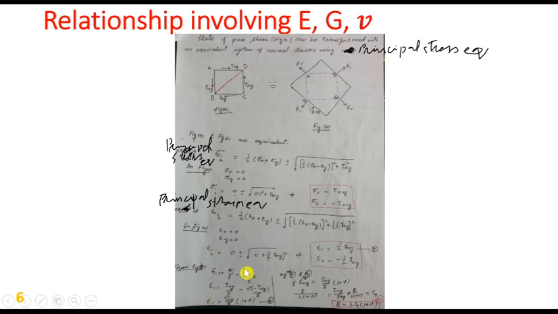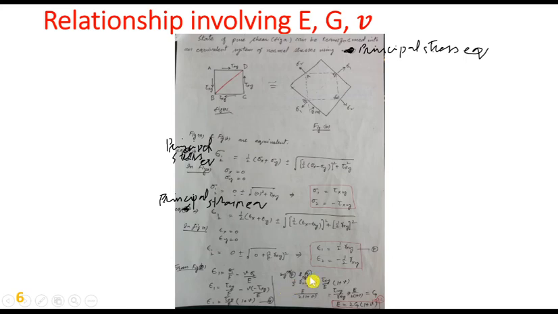So put the value of sigma 1, that is tau xy, and sigma 2, that is minus tau xy. When you put here, epsilon 1 is equal to tau xy over E minus mu into minus tau xy over E, minus minus plus, so overall the result will be epsilon 1 is equal to tau xy over E into 1 plus mu, and this is equation Q.